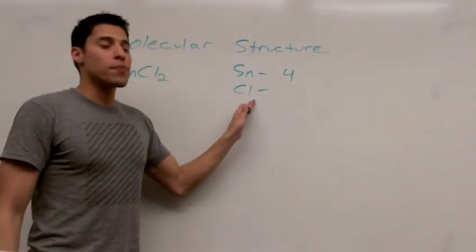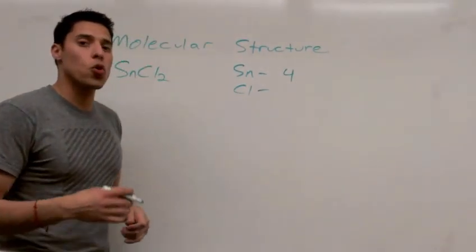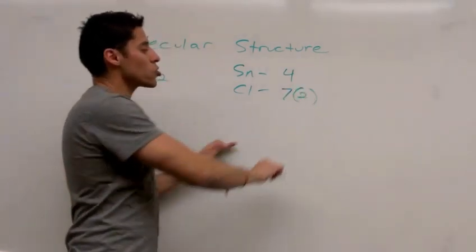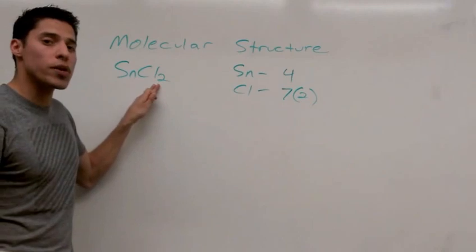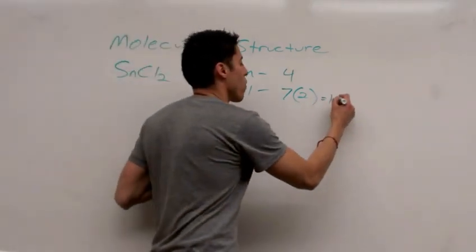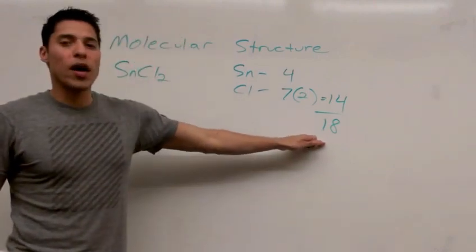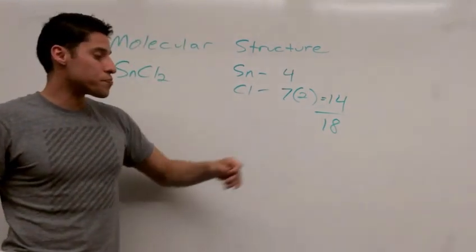Now chlorine, on the other hand, is in the 7A series. So chlorine is going to have 7 valence electrons. Now we're going to multiply that 7 by 2 because there's 2 chlorines, to give us a total of 14. We're going to add them up, and now we have a total of 18 valence electrons.